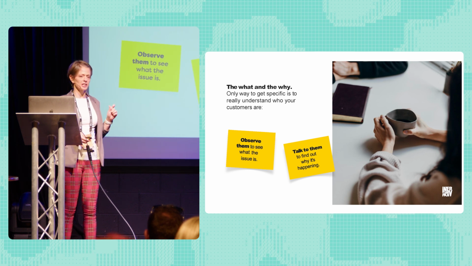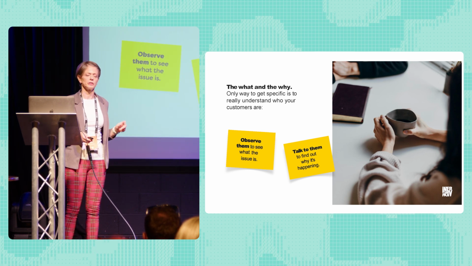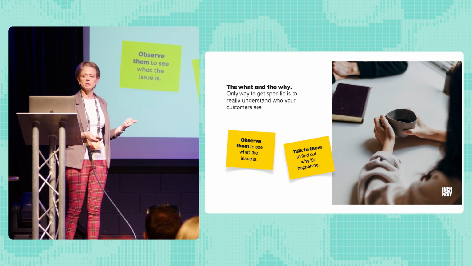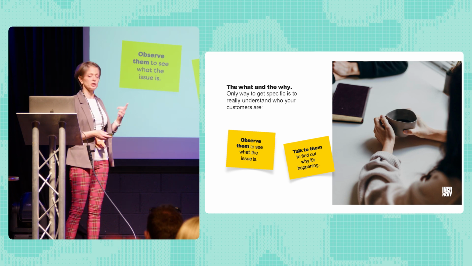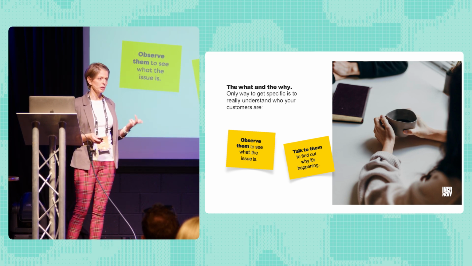The only way to get specific is to really understand who your customers are. And there are two ways to do this. You can observe them to see what the issue is, also known as quantitative research. And you can talk to them to find out why the issue is happening, also known as qualitative research.